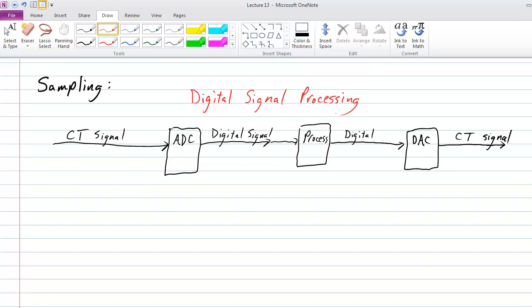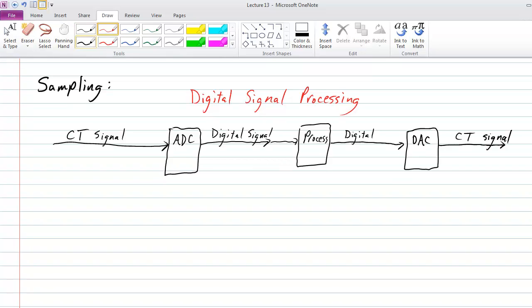And you can actually buy chips that have all these components on them. You can buy cards for a computer that have these components. They will do the sampling and then allow you to program in some digital processing, and then they'll turn it back to a continuous time signal.